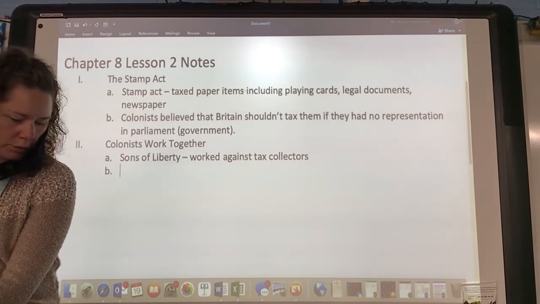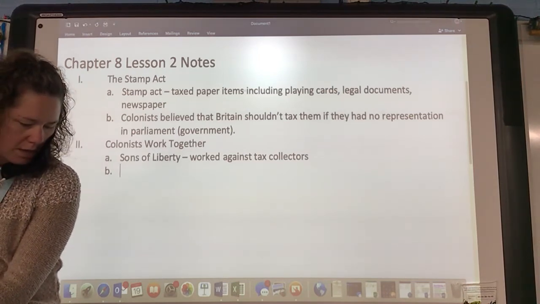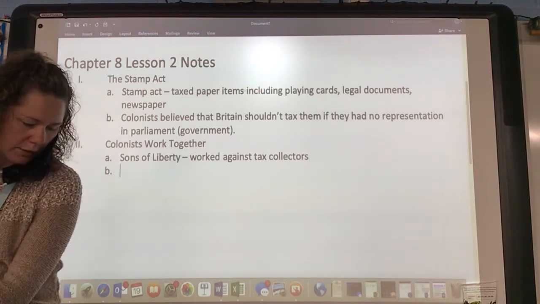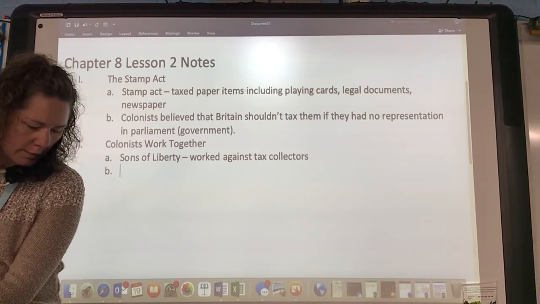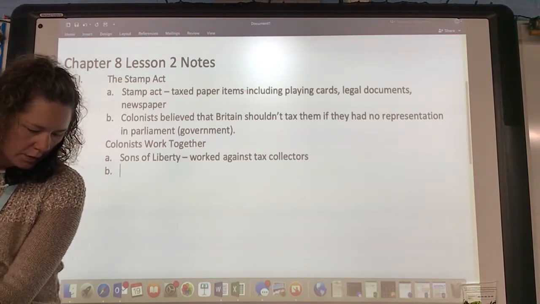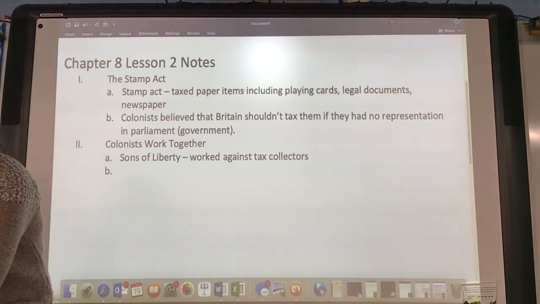All right, it says women also took action against the Stamp Act. They formed their own group known as the Daughters of Liberty. Members of the group spun thread and wove their own cloth instead of buying British cloth. The cloth was so popular that women in Providence, Rhode Island, chose a large place in which to make it, the city courthouse. So now we have the Daughters of Liberty.